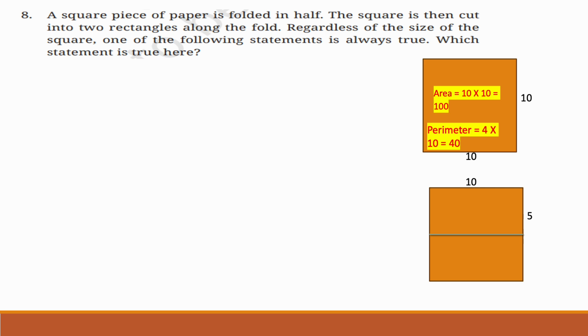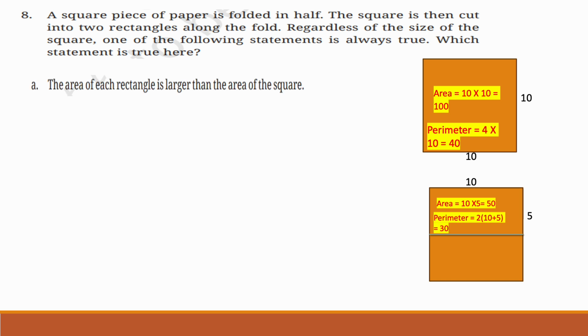Then, regardless of the size of the square, one of the following statements is always true. Which statement is true here? So, for each rectangle, what is the area? Area is 10 into 5, that is 50. What is the perimeter? 2 into (10 plus 5), that is 2 into 15, which is equal to 30.